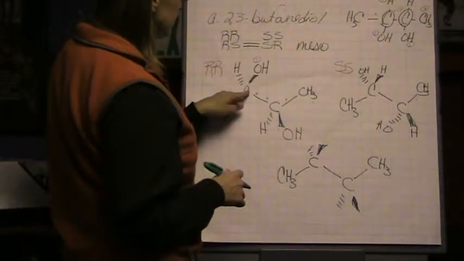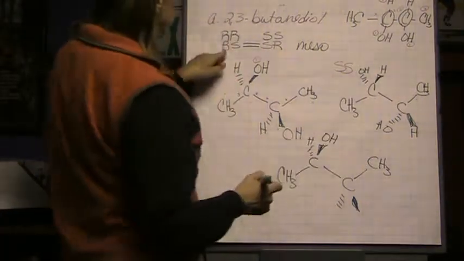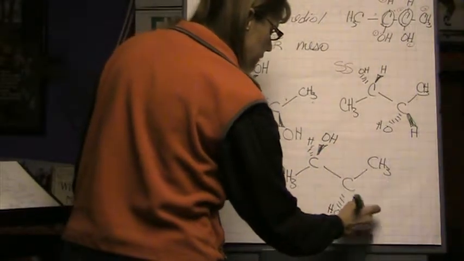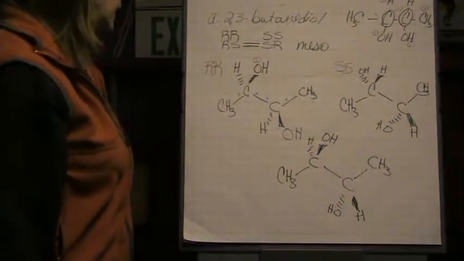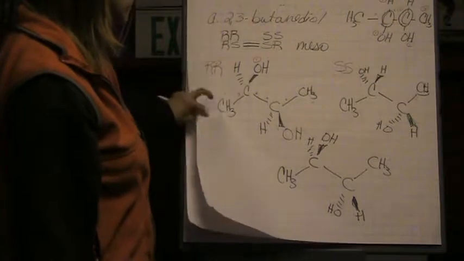So if R, and this is R, so I keep these the same. But now since I'm drawing RS, and this is RR, I got to switch these two. So I put the OH here, and the H there. And now I've drawn RS, so I'm done. Okay?